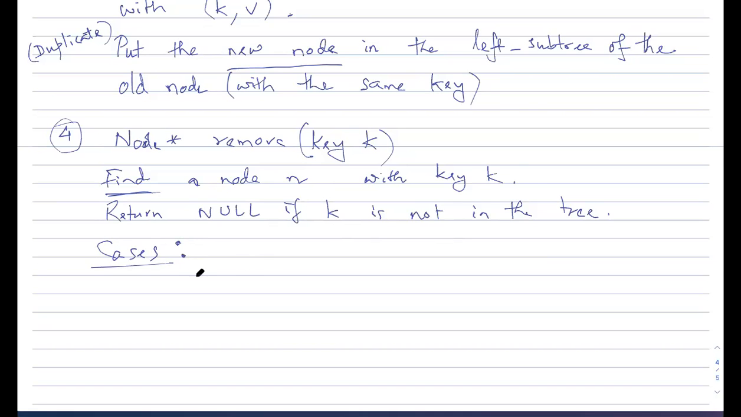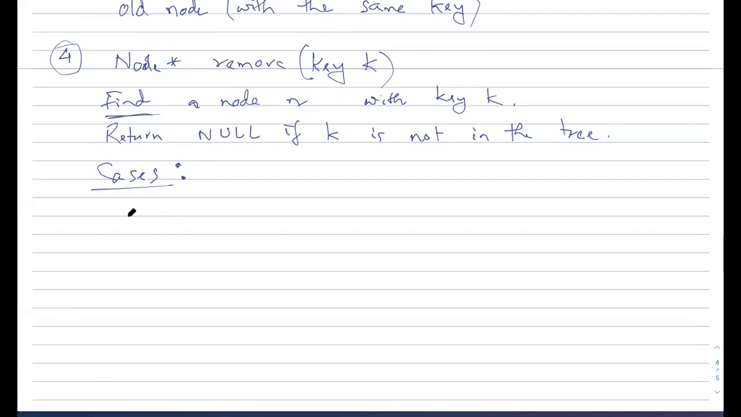Let's talk about what are the possible cases that can arise for removal of a node. The first case is that the node n that we have found and want to remove has no children, or zero children. So what are we going to do?